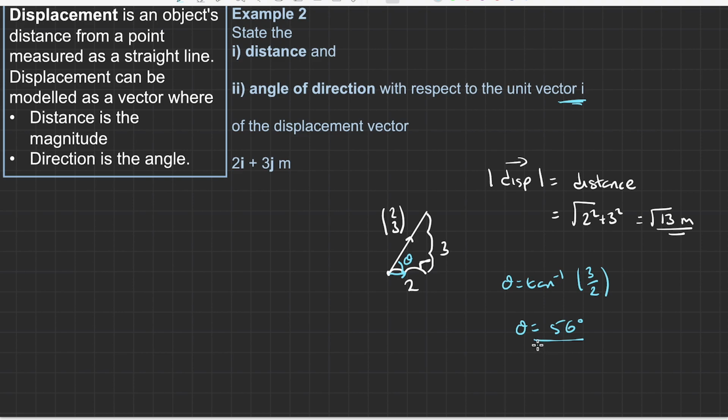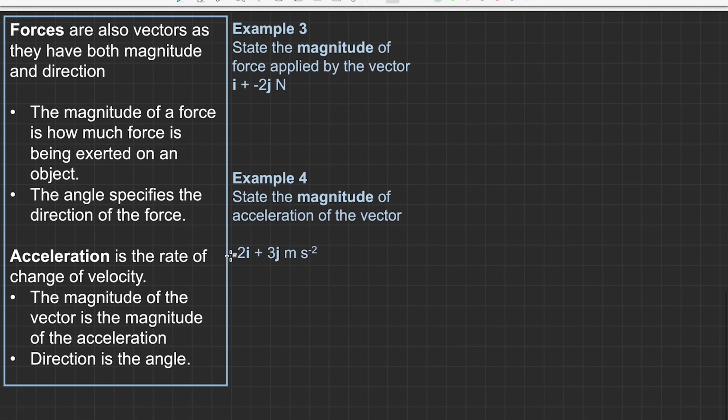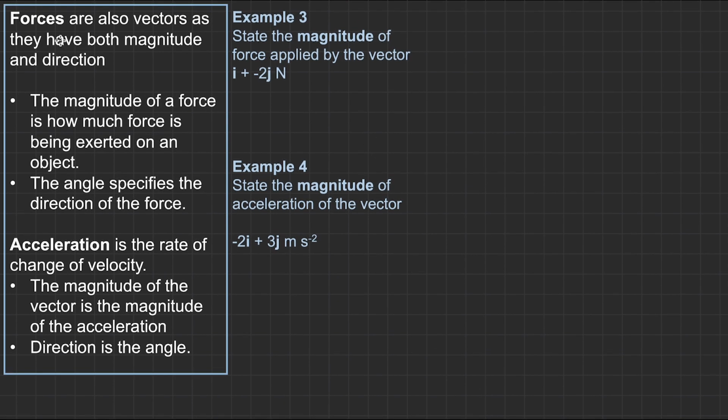Okay, so let's have a look at force and acceleration vectors. Forces are also vectors as they have both a magnitude and a direction, where the magnitude of a force is how much force is being exerted on an object, and the angle specifies the direction of a force. So do you want to try and work out the magnitude of this force vector? You can pause the video, and when you come back, we'll go through the worked solution.